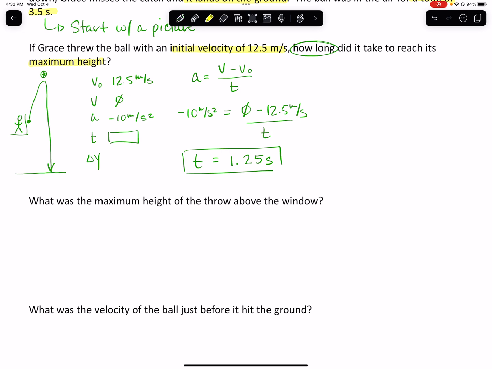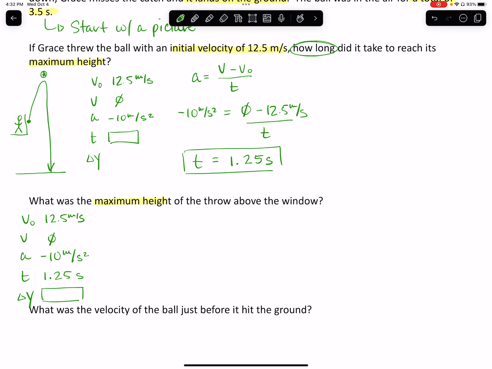Let's look at our next one. This one wants to know what that maximum height is. So again, we're at the star in my picture. Let's list our variables again, just so we're clear. Our initial velocity will be 12.5 meters per second. Our final will be 0 at this point. We're using a gravitational constant of negative 10 meters per second squared, and we calculated our time would be 1.25 seconds. So our unknown this time is the change in position.